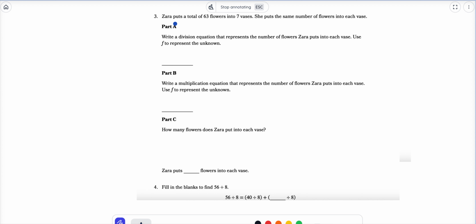It says, Zara puts a total of 63 flowers into 7 vases. She puts the same number of flowers into each vase. All right? So the first one, write a division equation.